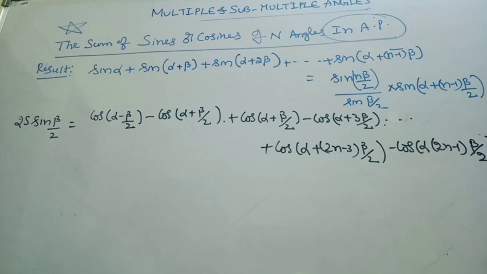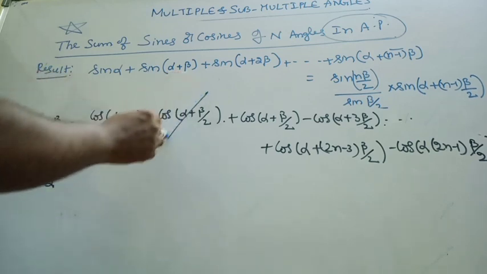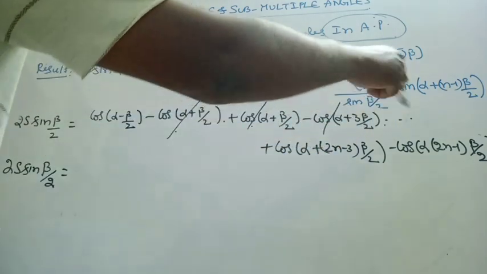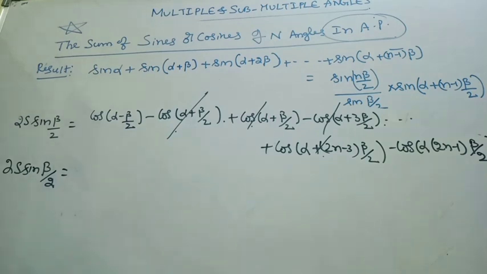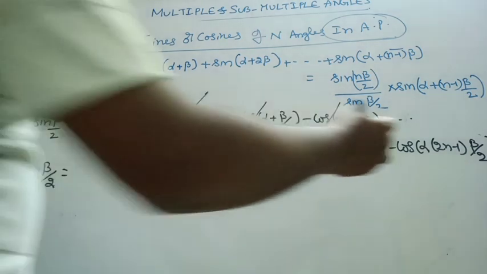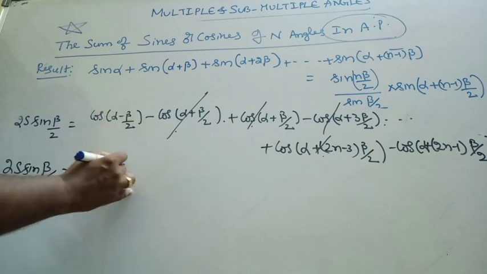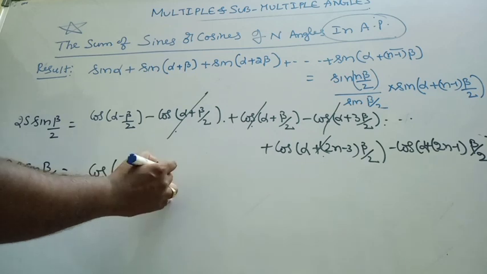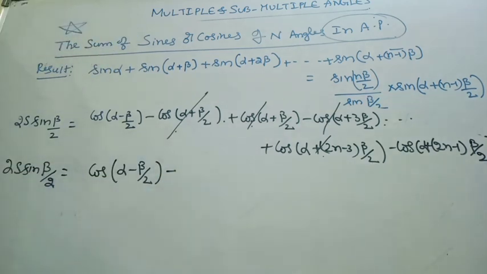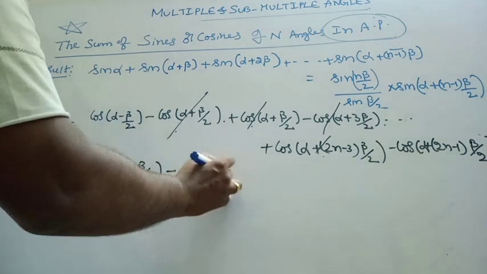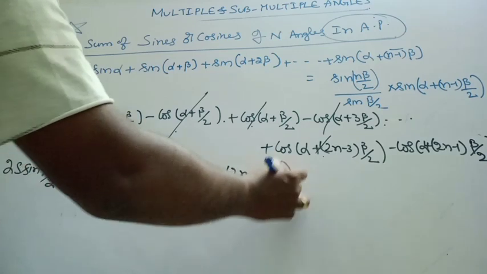Now adding all of them, what are we going to get? Here we have 2s into sin beta by 2 equal to, by adding, see my dear students, minus, this is plus, so this and the previous term will cancel, and this will cancel like this. After cancellation, what we have got is cos of alpha minus beta by 2, and minus, because all these other terms will cancel, cos of alpha plus (2n minus 1) into beta by 2, like this. Right? Wonderful.